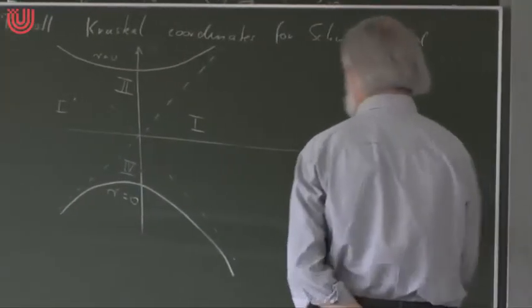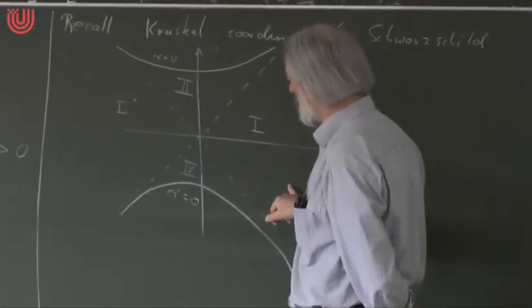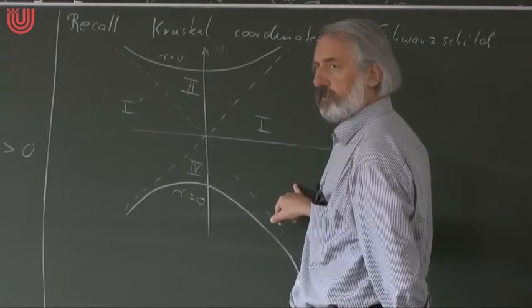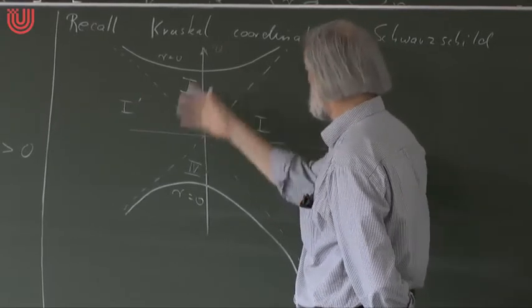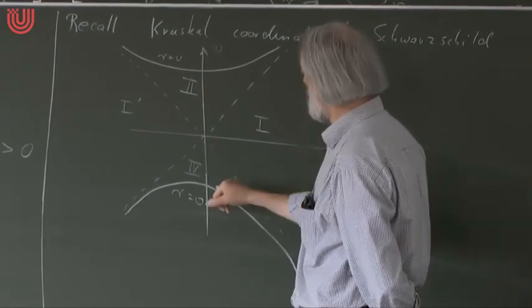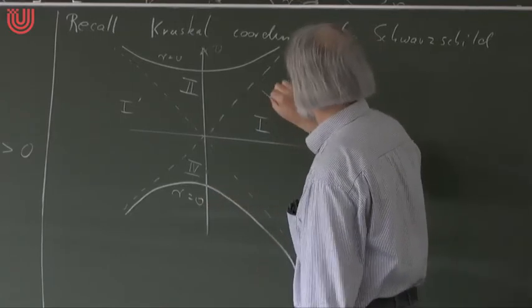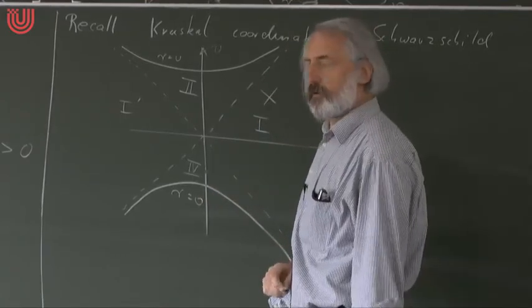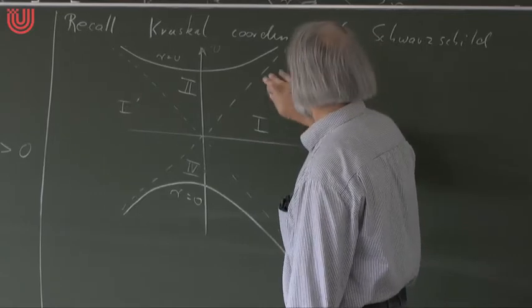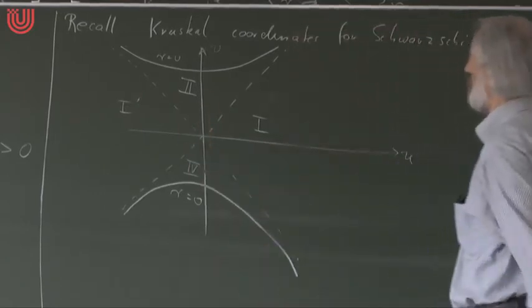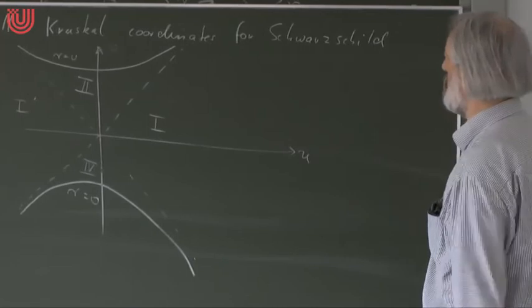And an important feature of this diagram is that light rays go under 45 degrees. Yeah, so you can read the causal structure directly from this picture. So the light cones are just like that, under 45 degrees. Here you can read the propagation along causal curves immediately from this diagram.